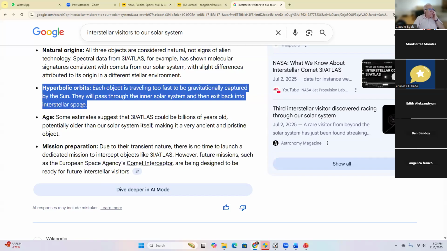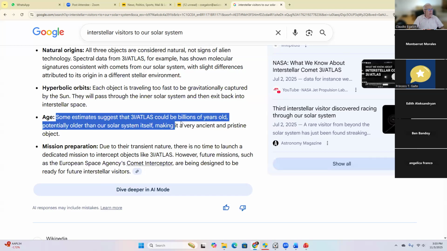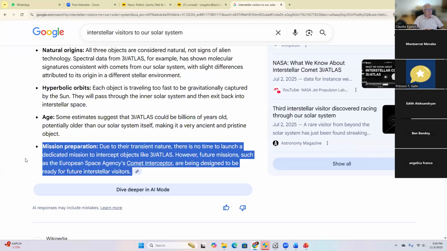Okay? Some estimates suggest that 3I Atlas could be billions of years old, potentially older than our own solar system itself, making it a very ancient and pristine object. Okay, mission preparation: due to their transient nature, there is no time to launch a dedicated mission, unfortunately, to intercept objects like 3I Atlas.